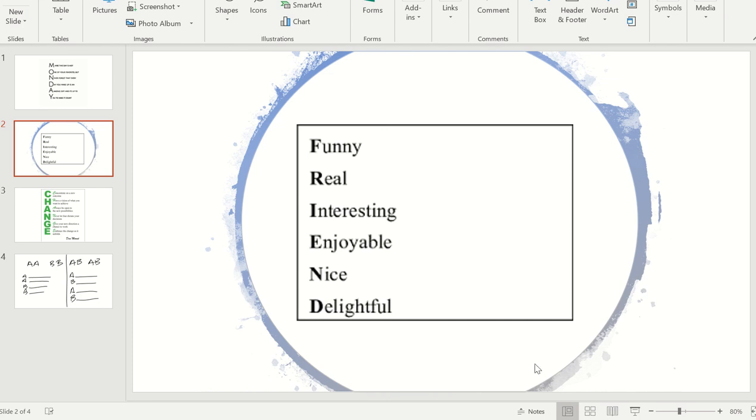I know you can do it. I'm looking forward to reading them. Enjoy your acrostic poem.